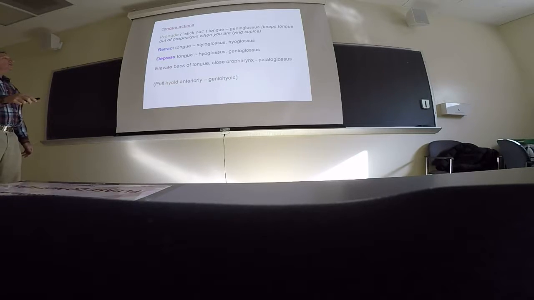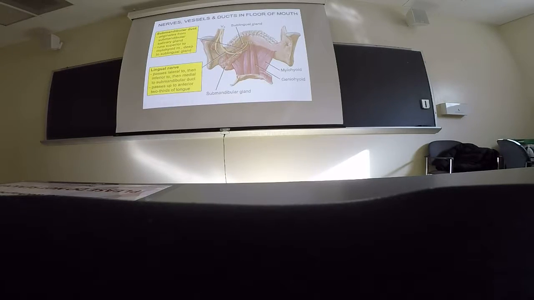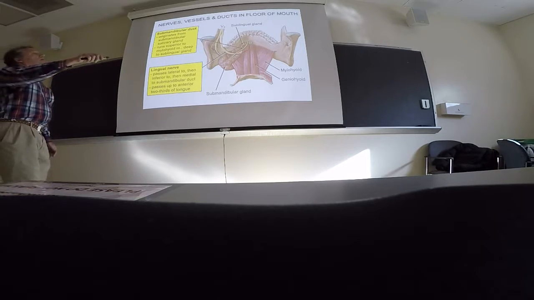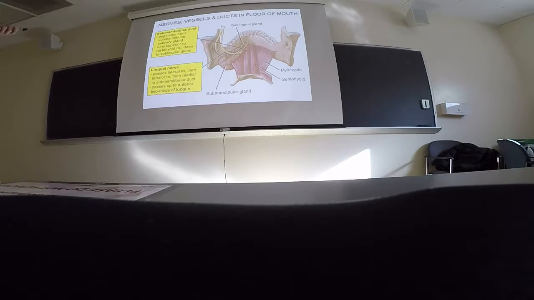And geniohyoid, which goes from the mandibular symphysis back to the hyoid, pulls the hyoid anteriorly relative to the mandible, but realize that since some of these muscles are attached to the hyoid properly, that affects the action of those muscles. So it's fairly complex, but it seems to work. Okay, so these are things you're going to find in your dissection, and this is the real key when you're dissecting the area on the side and underneath the tongue. This is what you're going to look for.